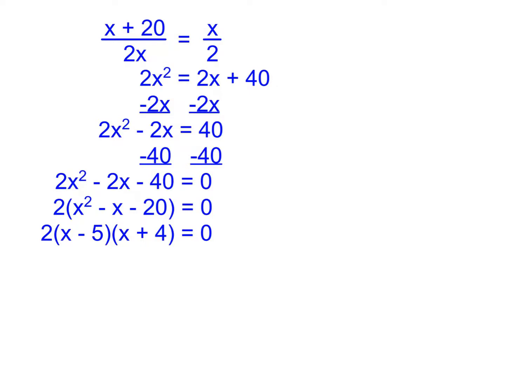And so write the factored form. Make sure you write the factored form before giving the answer. Otherwise, you might forget to flip the signs. Because remember, I'm saying what minus 5 equals 0. That's why it's a positive 5. And what plus 4 equals 0. That's why it's negative 4.